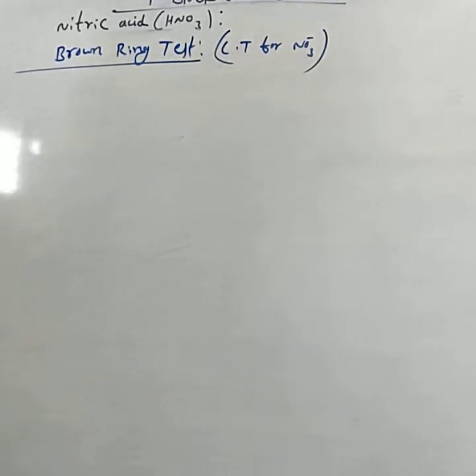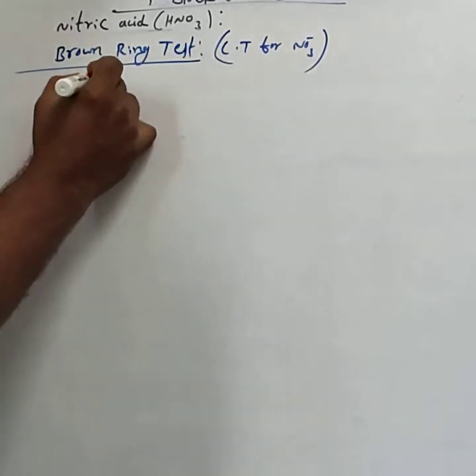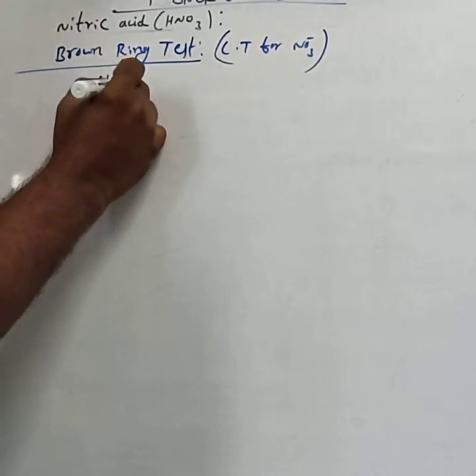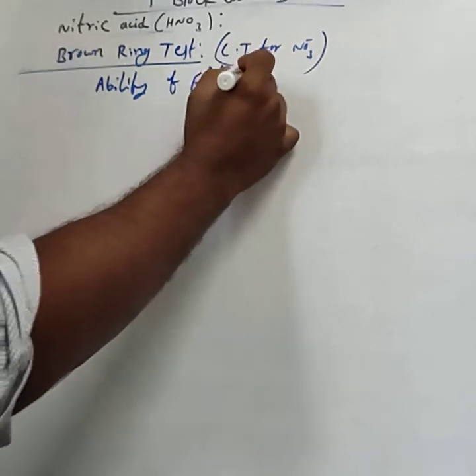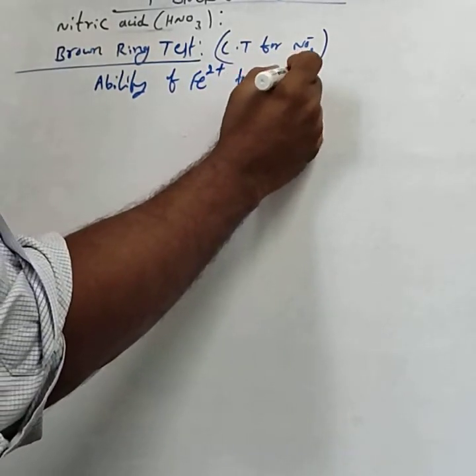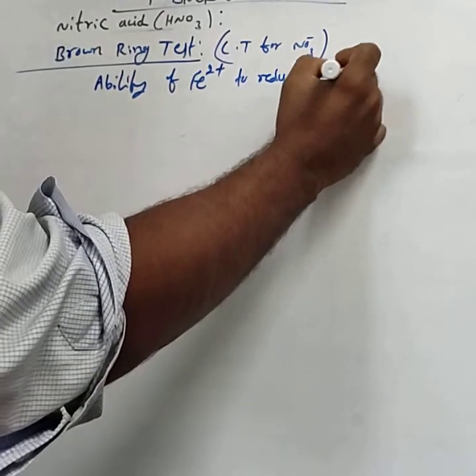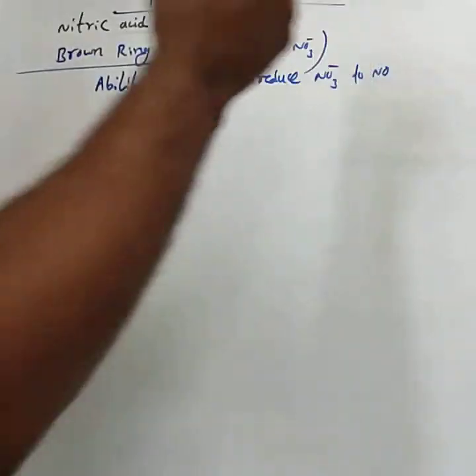Already we have conducted this in the laboratory. Here we are using the test reaction. The brown ring test for nitrate is based on the ability or capacity of ferrous ion to reduce nitrate ion to nitric oxide.